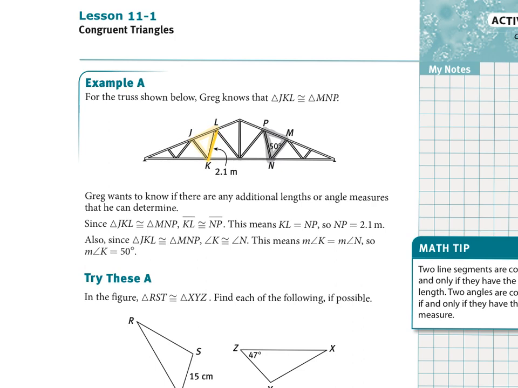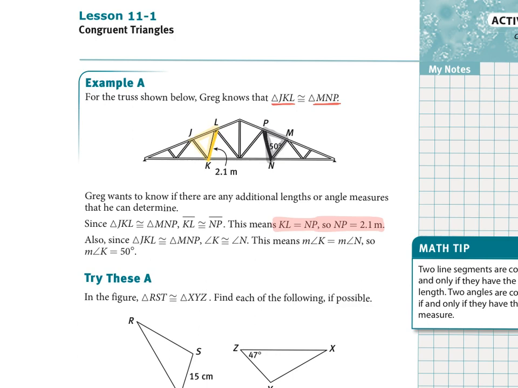The order in which we're given the letters here is going to correspond with the letters here. So we know J is going to match up to M, K is going to match up to N, and L is going to match up to P. So looking at which side length of our second triangle, that black triangle, would match up to KL, we can see it would be NP. So below here we're going to say that KL is congruent to NP. So NP is also going to equal 2.1 meters.